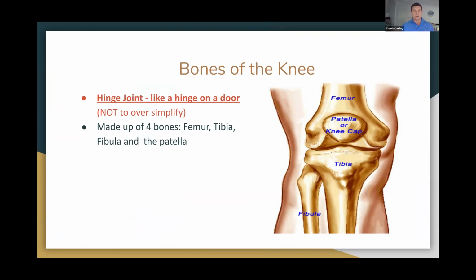The reason I have hinge joint highlighted in red is that's going to become an issue down the way when we talk about how injuries occur and what happens to the knee joint itself. So think of the knee like a hinge joint like you'd find in a door that opens and closes. Okay, so just keep that in mind.